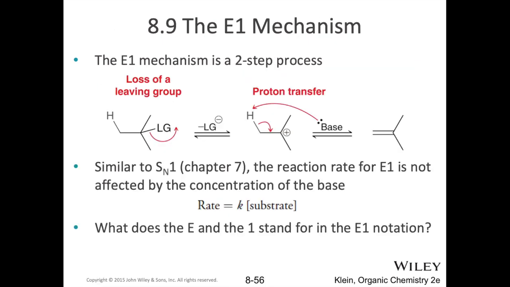So that's it for E2. Let's move on to E1. So with an E1 mechanism, just like an SN1, we have only one molecule involved in that slow step where the leaving group leaves. And of course, the second step is much faster. Instead of a nucleophile attacking, though, we have a base deprotonating that beta carbon to produce the alkene. So again, since that slow step involves just the one substrate molecule, it's first order with respect to that, and unlike an E2 mechanism, the base doesn't affect the rate of the reaction. Zero order with respect to the base.